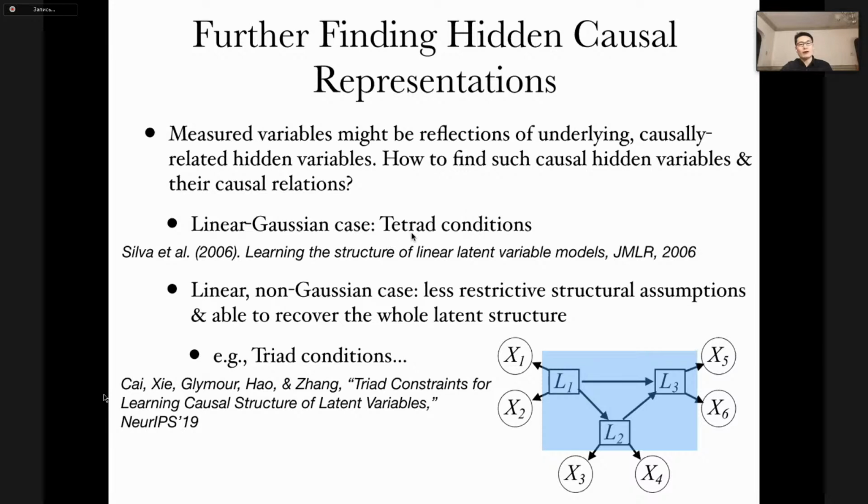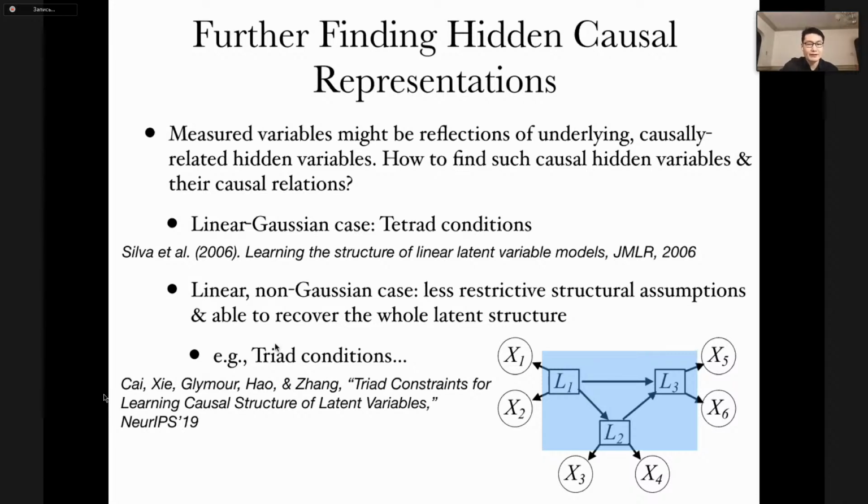In the linear Gaussian case, one can make use of the tetrad condition to solve the problem, as you can see from this very nice paper. And you can go further. In the linear non-Gaussian case, we just need to make rather weak assumptions regarding the structure. And we can go further.